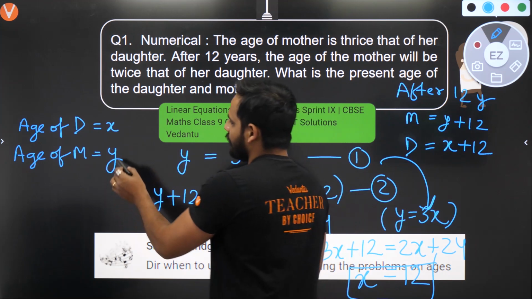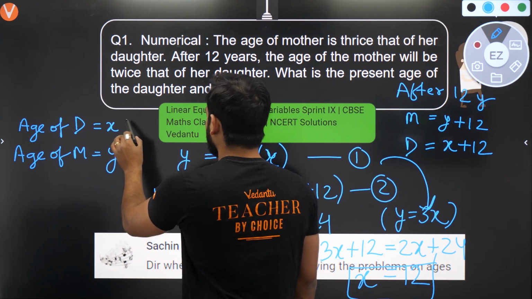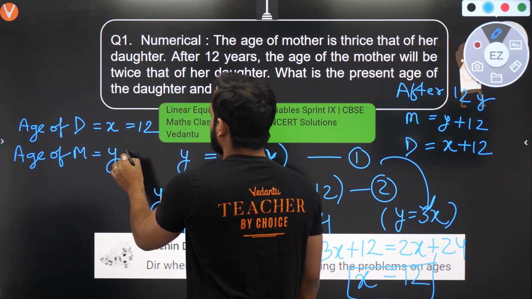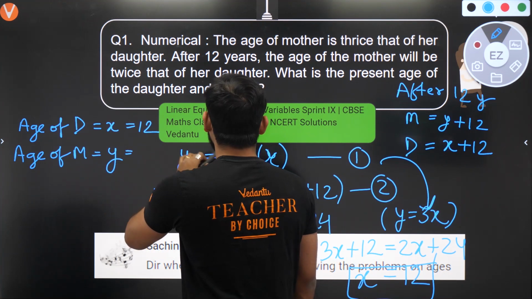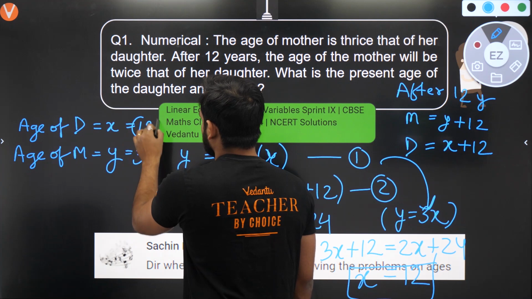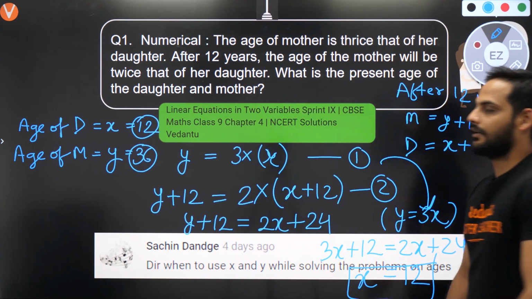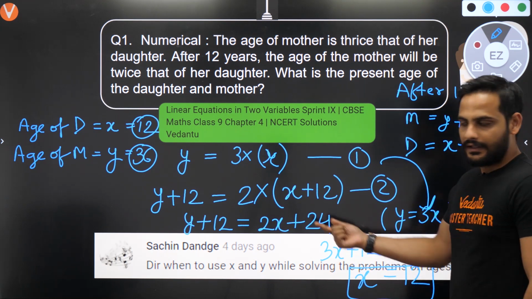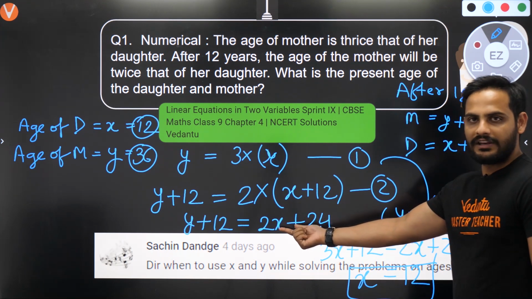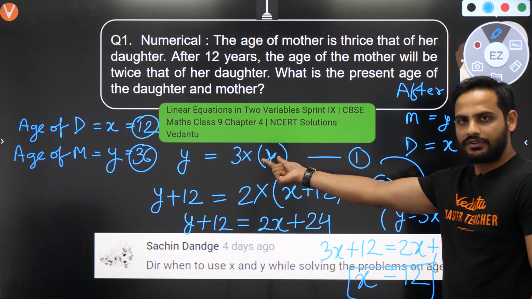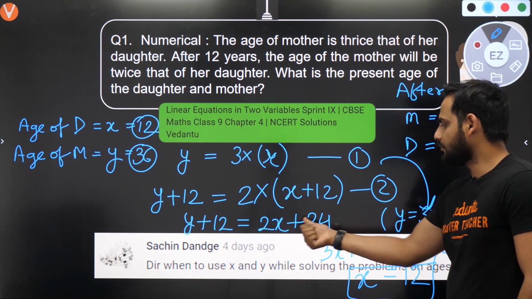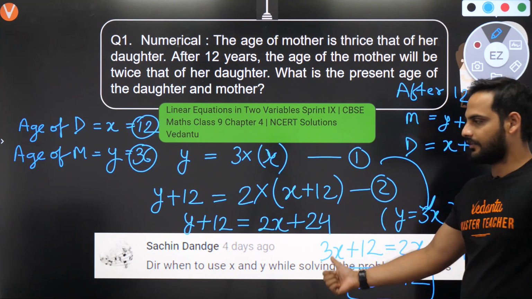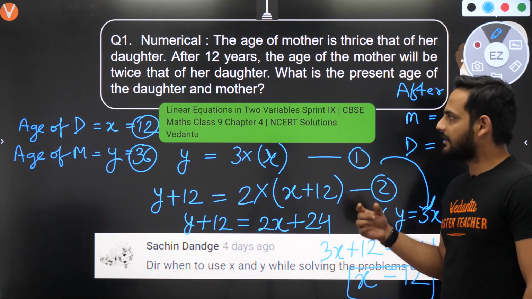That means the age of the daughter is 12, and age of the mother is what? Age of the mother is 3 times of it. So age of the mother is 36. Understood? This is how we can solve it. This is how it can be solved by the 2 variable part. Okay, so as you can see in this step, till now it was a linear equation in 2 variables, but when I know that y is equal to 3x, I have put the value of y is equal to 3x in this equation. Now it has become a linear equation. So it can be solved with 1 variable also.